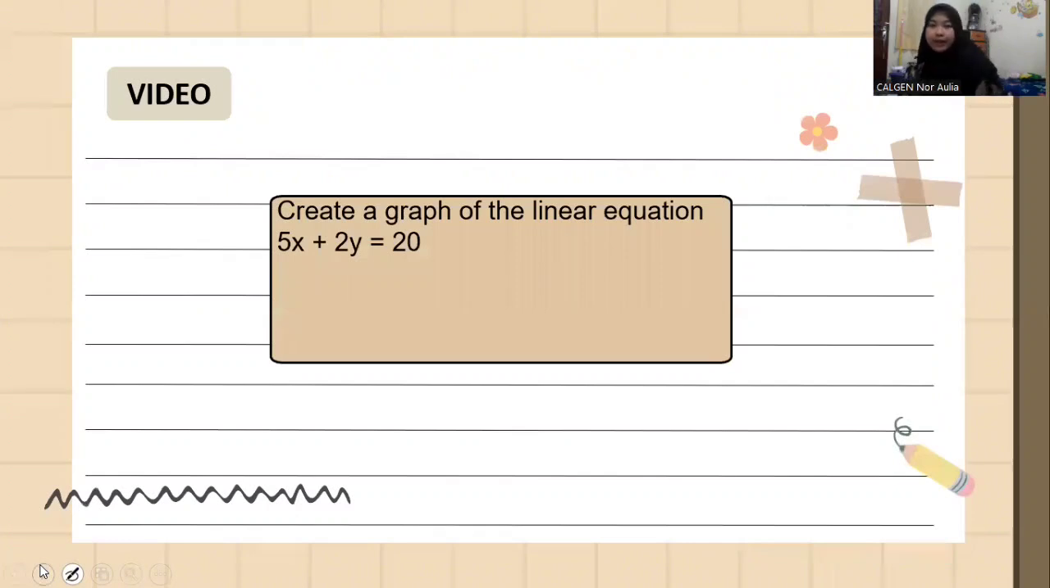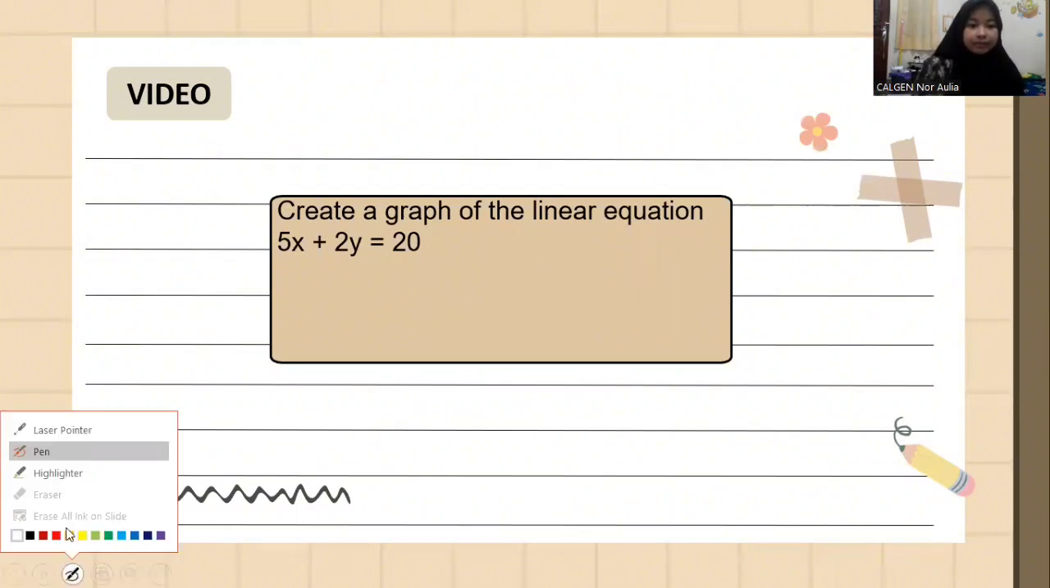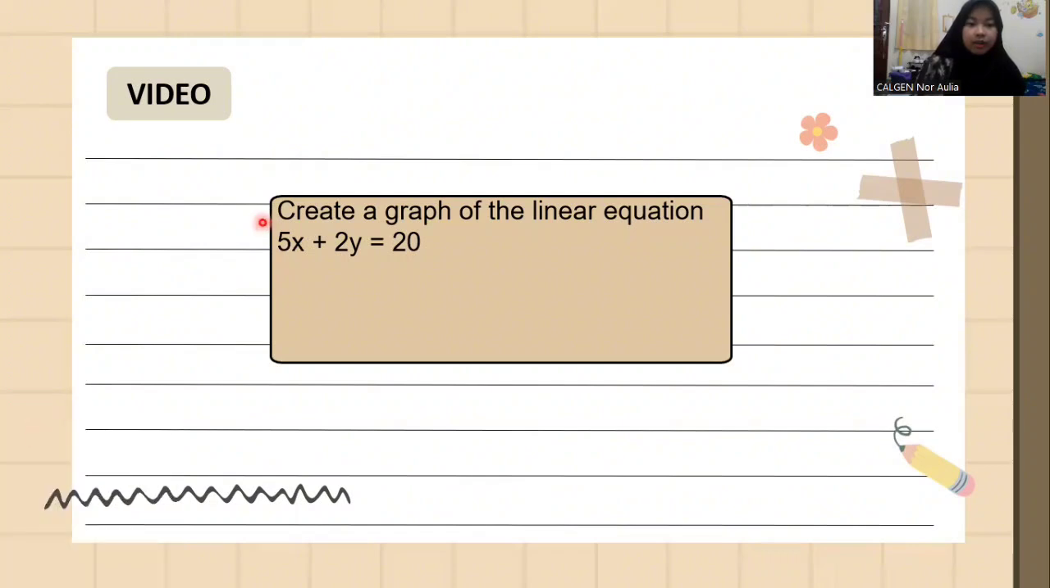So next, I will explain about the question on video. The question in the video is: create a graph of the linear equation 5x plus 2y equals 20.